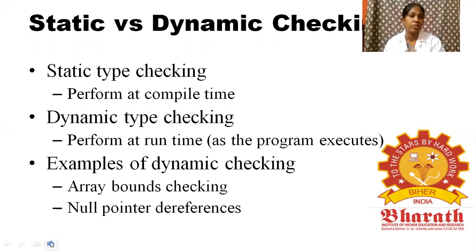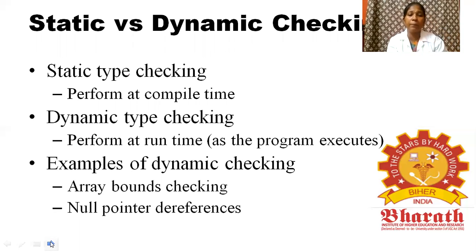Static versus dynamic checking. Static checking is done at compile time. Dynamic checking is done at runtime, that is, program execution time. Examples of dynamic checking are array bounds checking and null pointer dereferences. Not all errors are found at execution time. Most of the errors will be found during compile time, which is called static type checking, like scope and variables that we saw before. Dynamic checking means that certain variables or declarations will be identified only during program execution time.